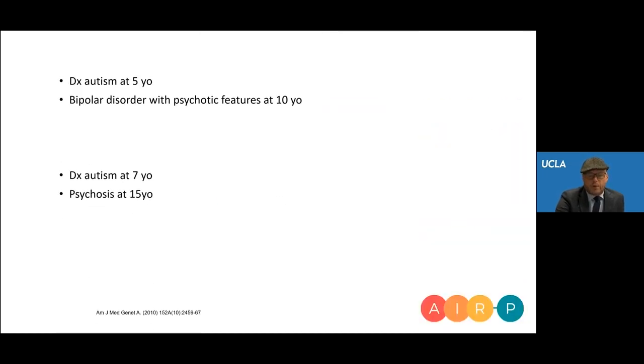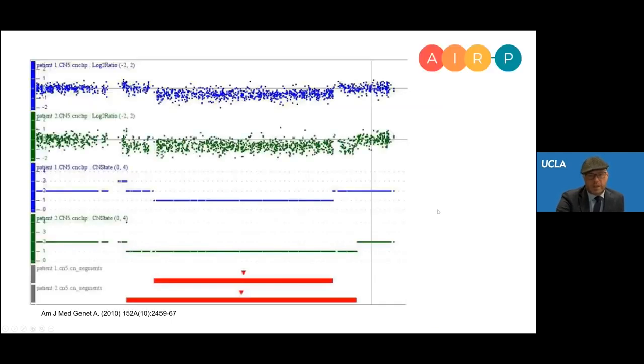And I'll give you an example of one of these early situations where we had 2 patients in our practice, one who was diagnosed with autism at the age of 5, but then when she presented in the clinic, presented with significant neuropsychiatric changes that occurred at age 10 that included bipolar disorder and psychotic features. Then we also had another individual who was diagnosed at the age of 7 with autism, but then by the age of 15 developed significant psychosis that has required multiple admissions to the inpatient psychiatric service.